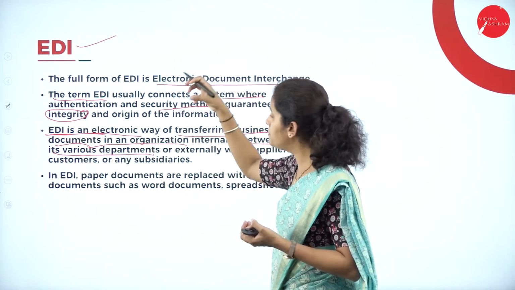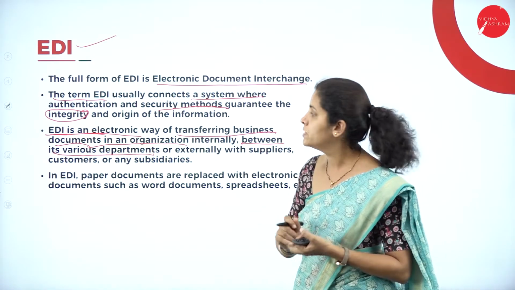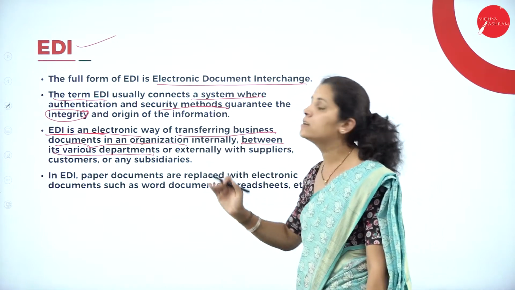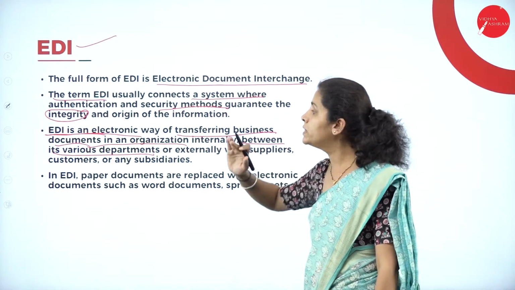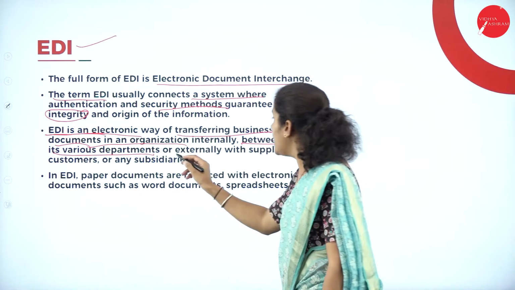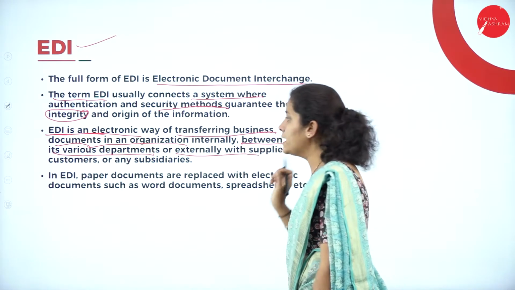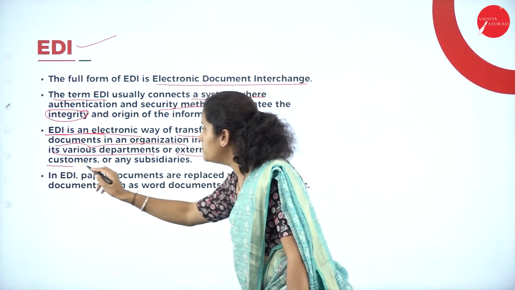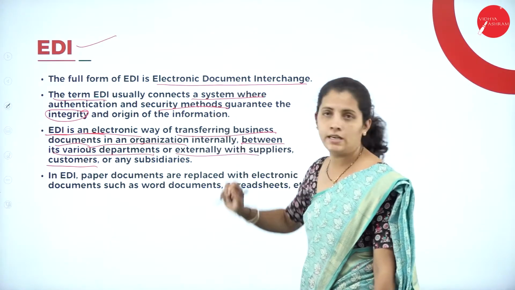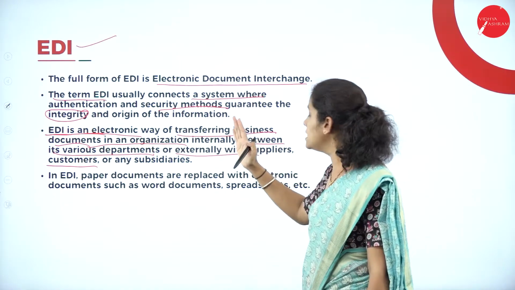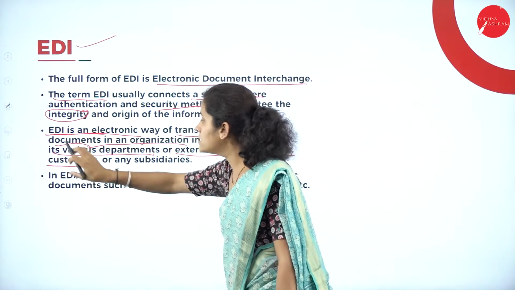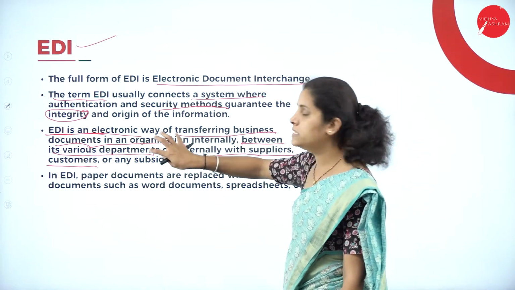That means the various departments come under the organization. So this is the way used to transfer the data, that is documents, within the various departments of that organization, and externally with suppliers, customers or any subsidiaries. That means internally within the departments, whereas externally it is used with suppliers, customers or any subsidiaries.